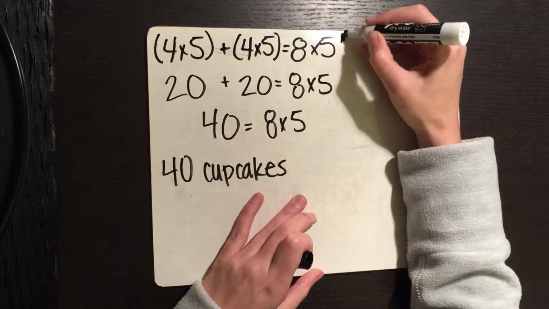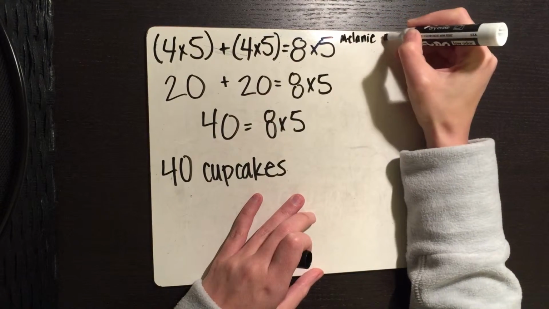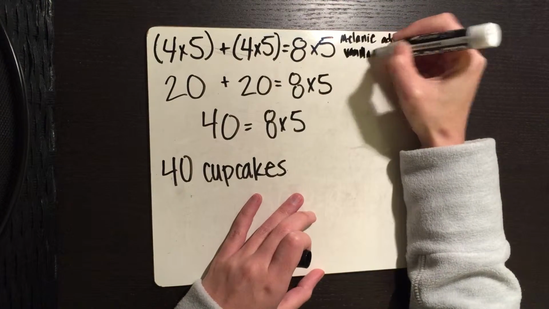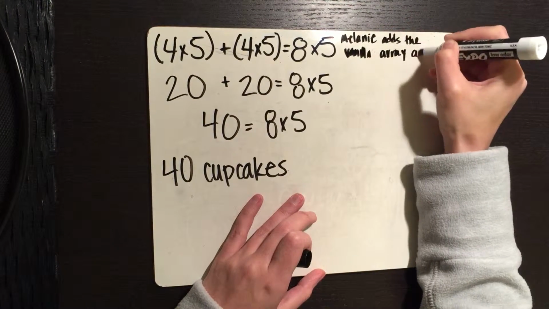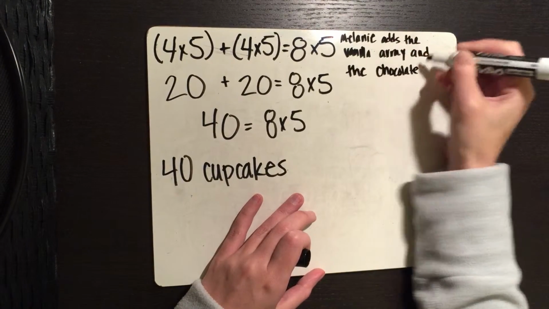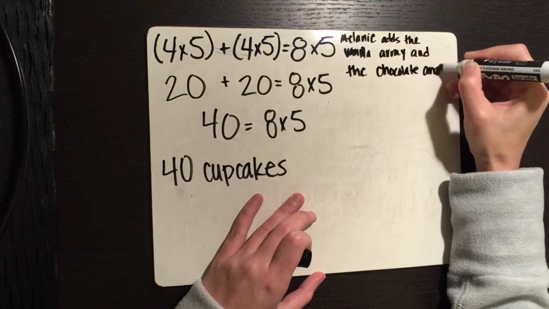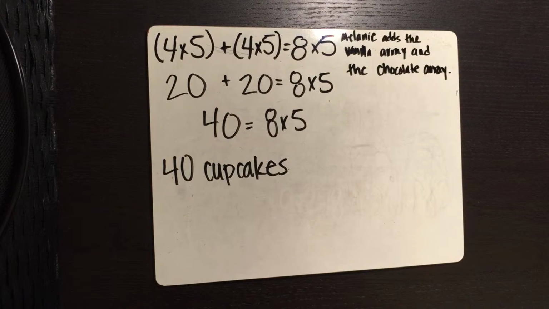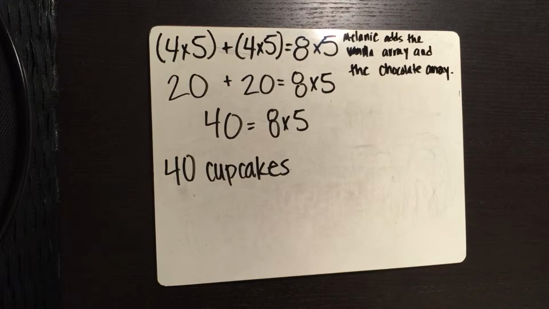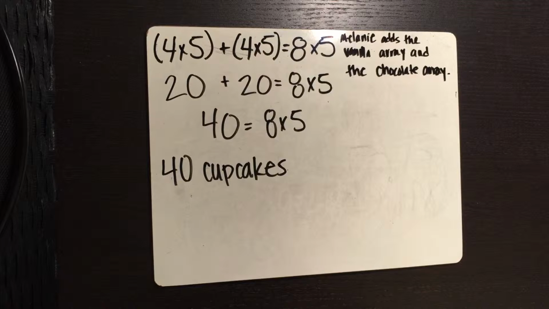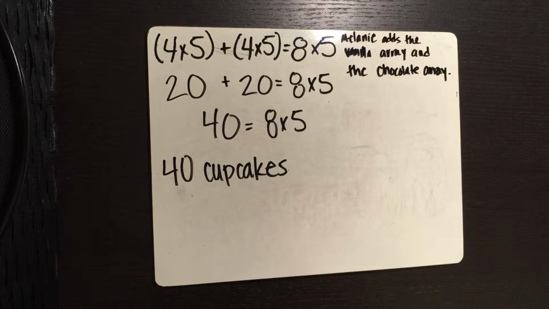So it seems like Melanie adds the vanilla array and the chocolate array. And instead of having you watch me write, I'm just going to say what I would write. That's why she gets 4 times 5 plus 4 times 5. 4 plus 4 equals 8, and since each 4 is multiplied by 5, she has to do 8 times 5.